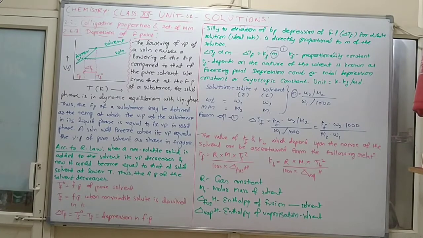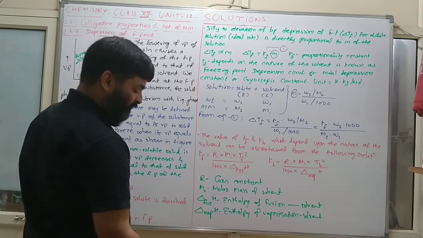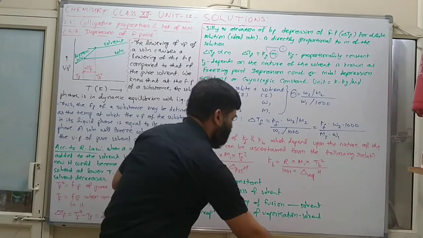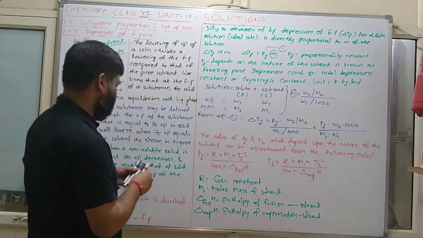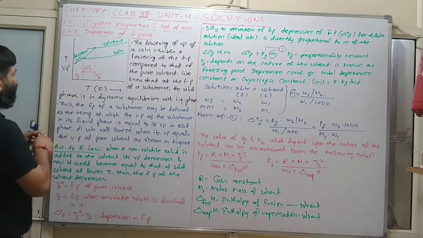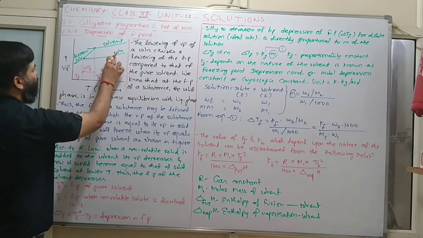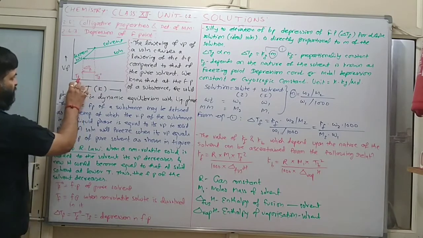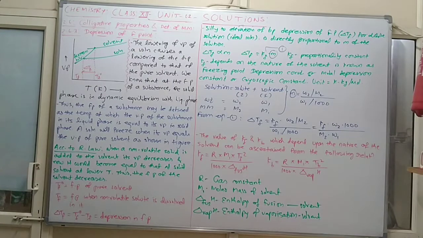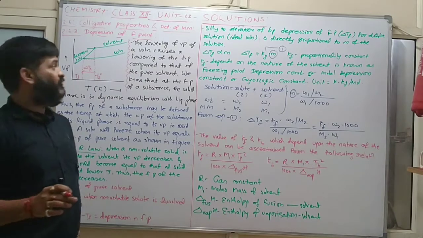Now we will discuss the colligative property of depression of freezing point. This one is depression of freezing point. So what do we have to do here? In case of depression of freezing point, see, this is again vapor pressure versus temperature. Frozen solvent, solution will come. What are TF and TF0? TF is the freezing point of the solution, and this TF0 is for the pure solvent.